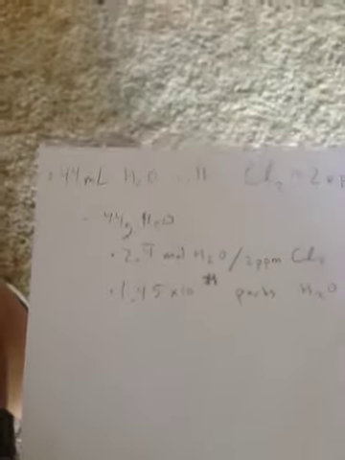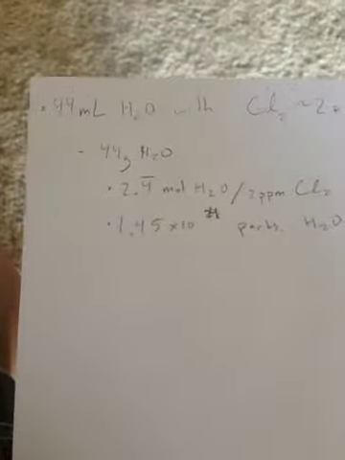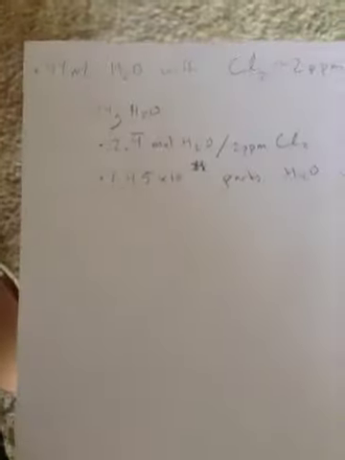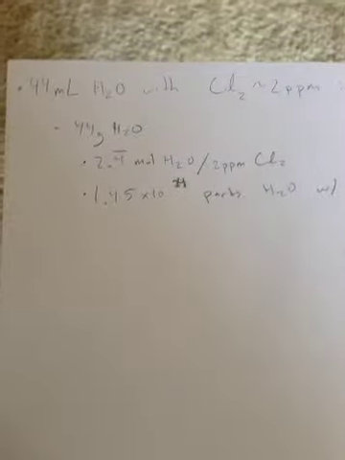There are 44 grams of water, 2.4 moles of water, and there are 2 parts per million chlorine in that 2.4 moles. There are 1.45 times 10 to the 24th parts of water, and for every that many parts of water, there are 2.89 times 10 to the 18th parts of Cl2, because chlorine is always diatomic.